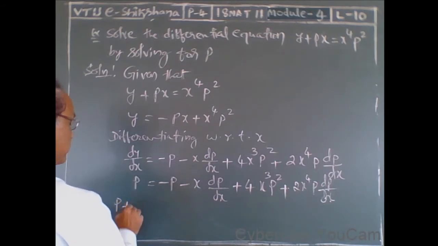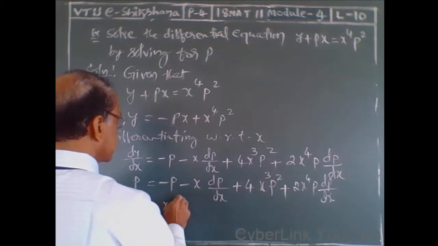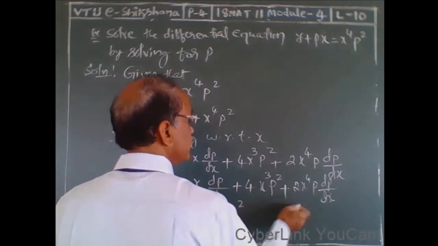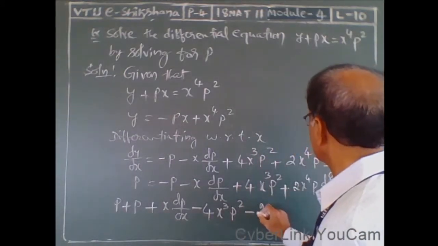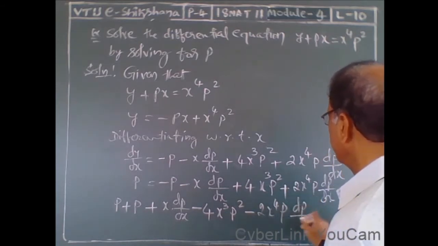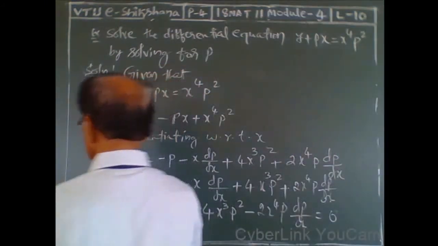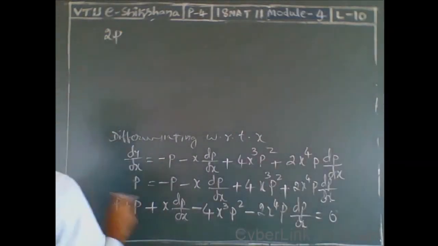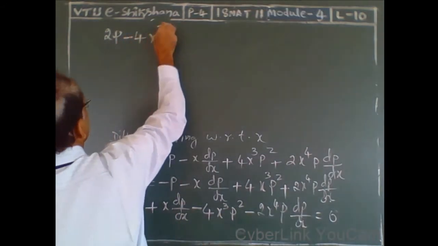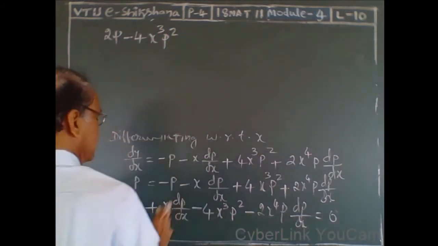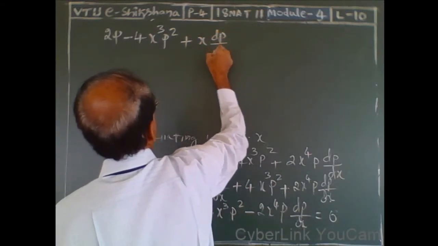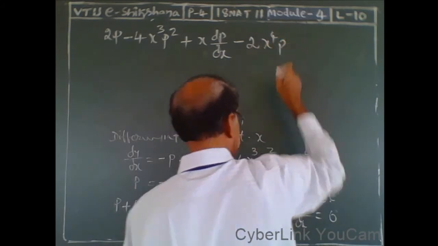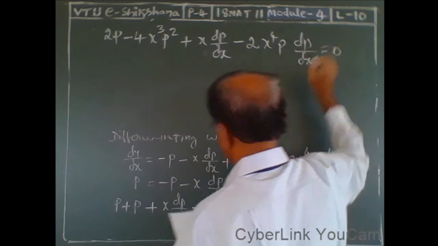So minus p, that is p plus p, all terms to one side I am taking, plus of x into dp by dx minus of 4 into x cube p square, and minus of 2 times x to the power of 4 into p, that is dp by dx equal to 0. And here it gives us 2p. And I will club with this, that is minus of 4x cube p square, and this is plus of x into dp by dx, and the last term minus 2 times x to the power of 4 into p into dp by dx equal to 0.